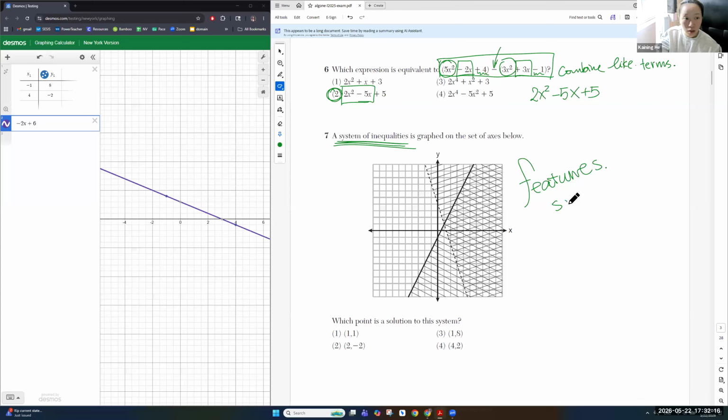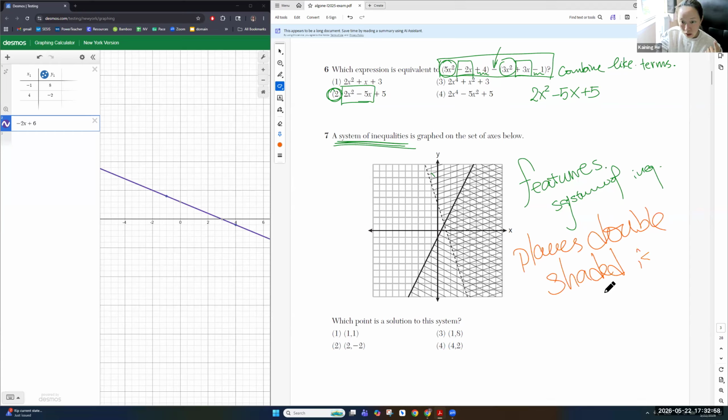Okay, we have our features. So features of systems of inequalities. All right, so what are the systems of inequalities? We're going to have two straight lines graphed in here. And then each line will have one shade. So for this line right here, they shaded above. For this line right here, they shaded below. But the only place where they actually have an answer is where they double shaded it. So please keep in mind that the actual area of the answer is going to be where places are double shaded. Places where double shaded is your answer.